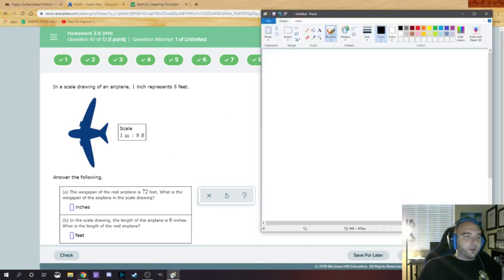Alright, in a scale drawing of an airplane, 1 inch represents 8 feet. The wingspan of the real plane is 72 feet. So what's the wingspan of the plane in the drawing?